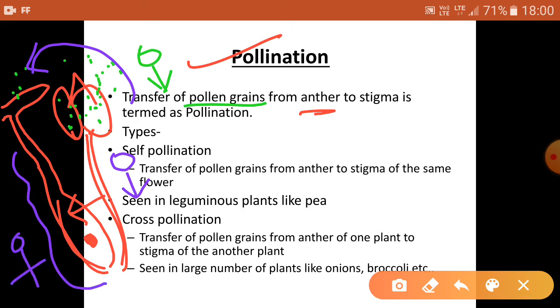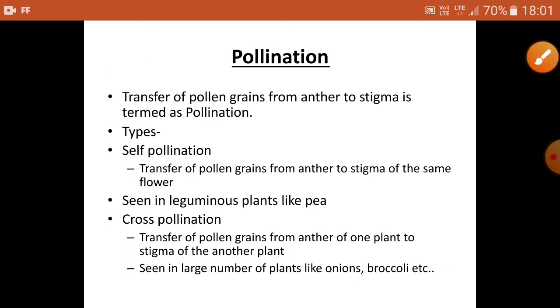What are the subparts of the female reproductive part? It is the stigma, then the style, and at the end the swollen part, that is the ovary. Inside the ovary there is the female gamete, known as the ovule. So, this is how it happens. Now, we know pollination is the transfer of pollen grains from anther to stigma.